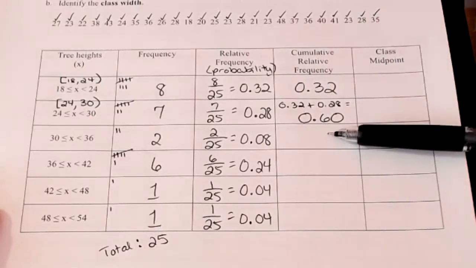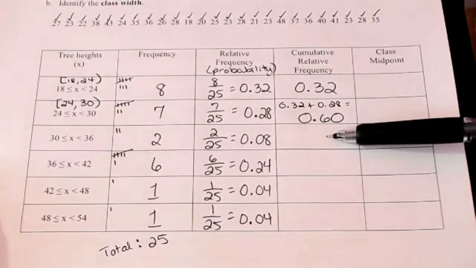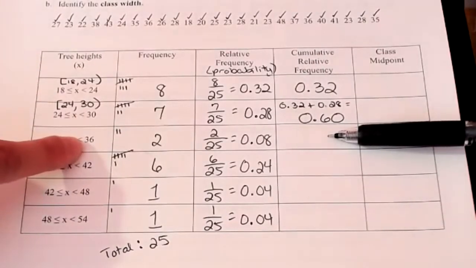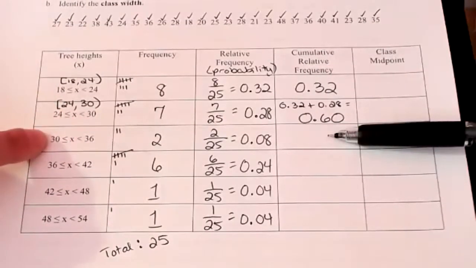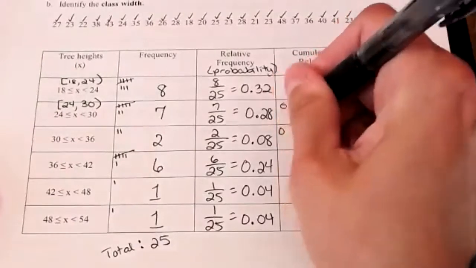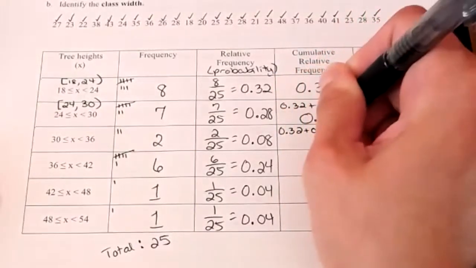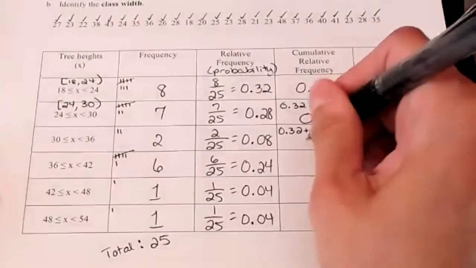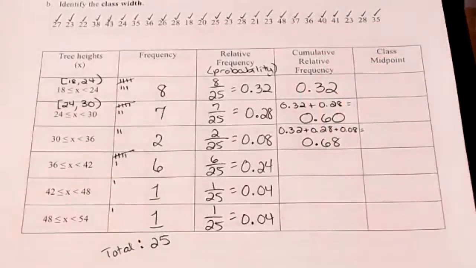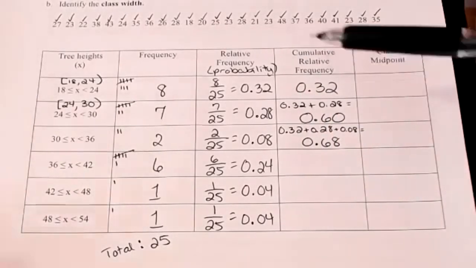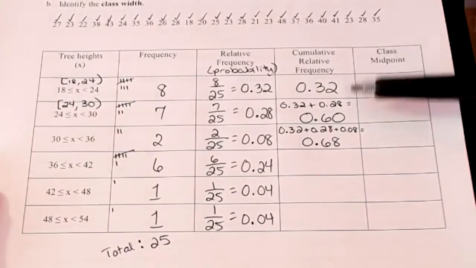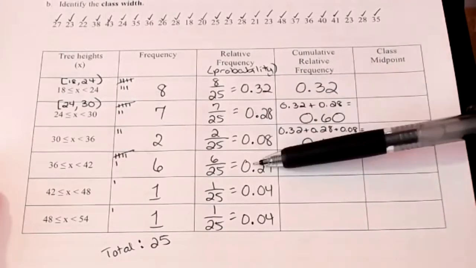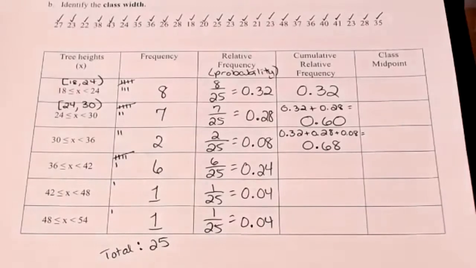For the third class, we want to know what are the chances that you will find a tree whose height is from 18 feet all the way up to, but not including 36 feet. So you want all of these relative frequencies combined. So we want 0.32 plus 0.28 plus 0.08. And when you add those three, you get 0.68. Now, we could continue to write out each of these, but you're obviously seeing here, you start with the first one. To get the second, you add these two relative frequencies. To get the third, you add the 3. To get the 4, you add the 4. You get the gist here. So let's actually add these up.